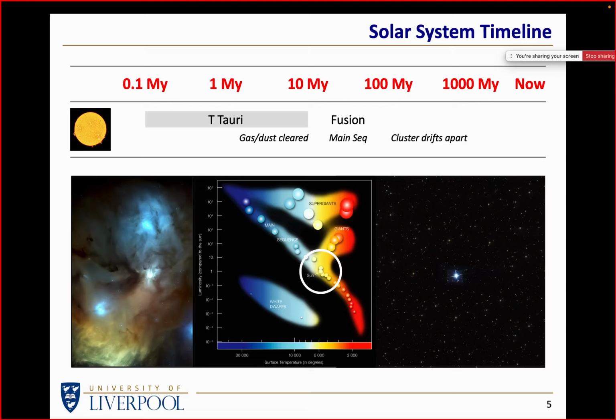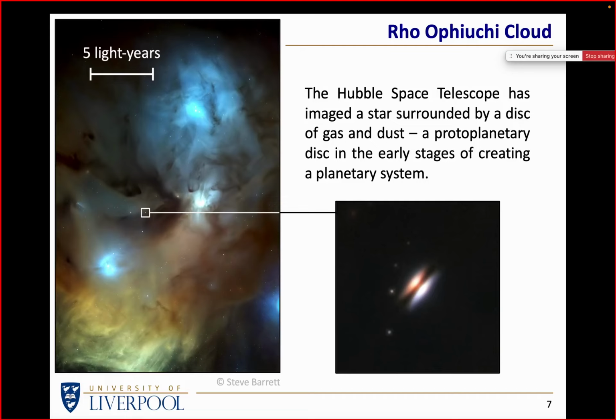So that's, roughly speaking, the timeline of how the sun came to be and how the sun switched on. Now we know that stellar systems can quite often have gas and dust around them. For instance, within this particular cloud, the Hubble Space Telescope has looked in detail at a number of stars that are being born in there.